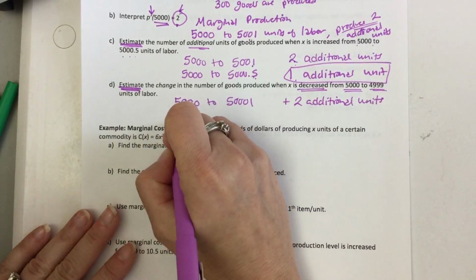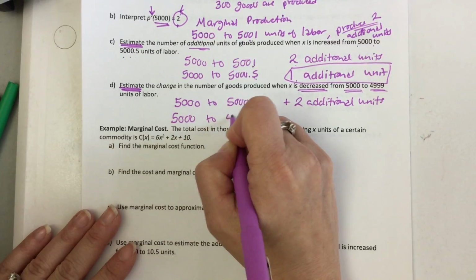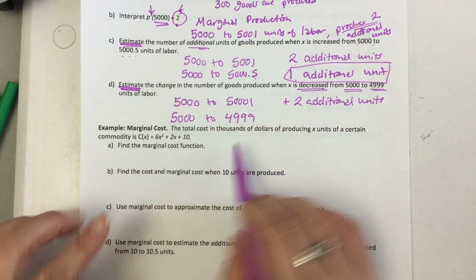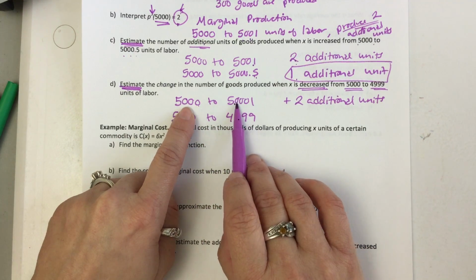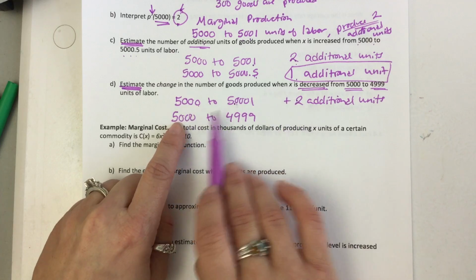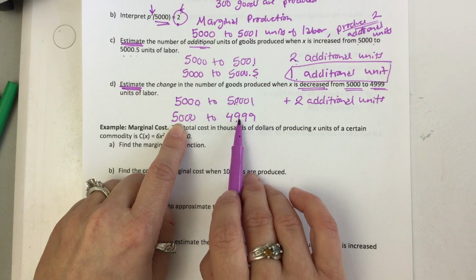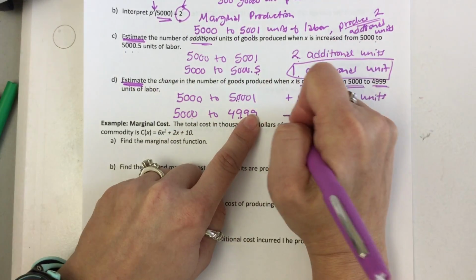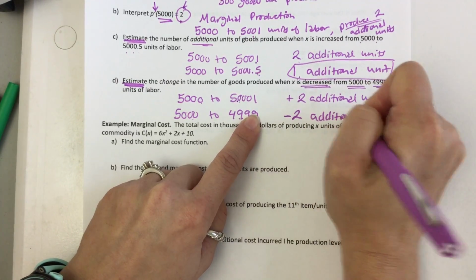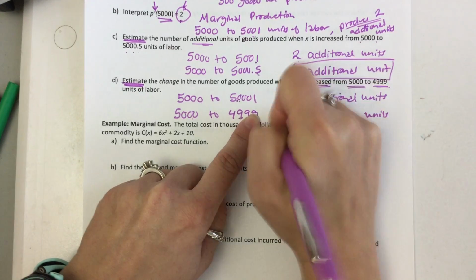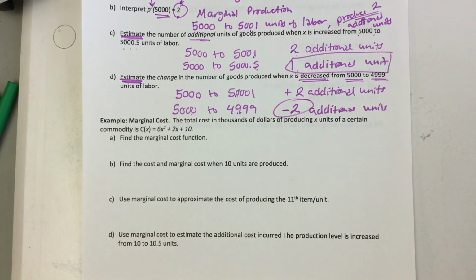Well, let's go down 1 then. So if I go 5,000 to 4,999, it's the same distance here. This just went up 1 unit of employment, so it went up 2 additional units. Well, if we drop 1 unit of employment, I think it's safe to say we're probably going down 2 additional units. You would actually have 2 units less because you're going the other way.